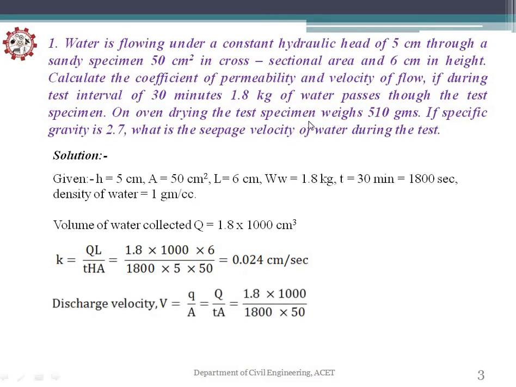Now we need to calculate the velocity of flow, that is the discharge velocity V, which is given by q upon A, where small q is the rate of flow. So that will be the total water collected Q upon T with respect to A. So 1.8 into 1000 upon time T, which is 1800, into area 50. It comes to 0.02 centimeter per second, as the rate of flow q is equal to Q upon T, that's why it is Q upon T into A.